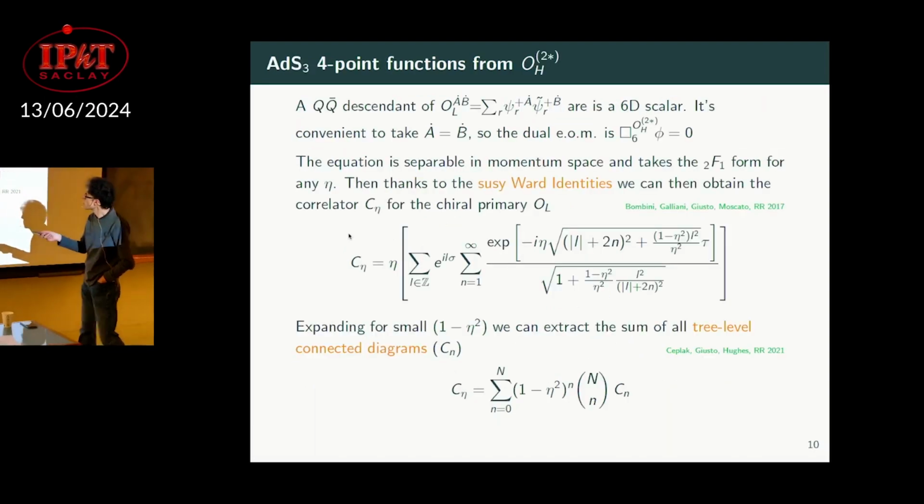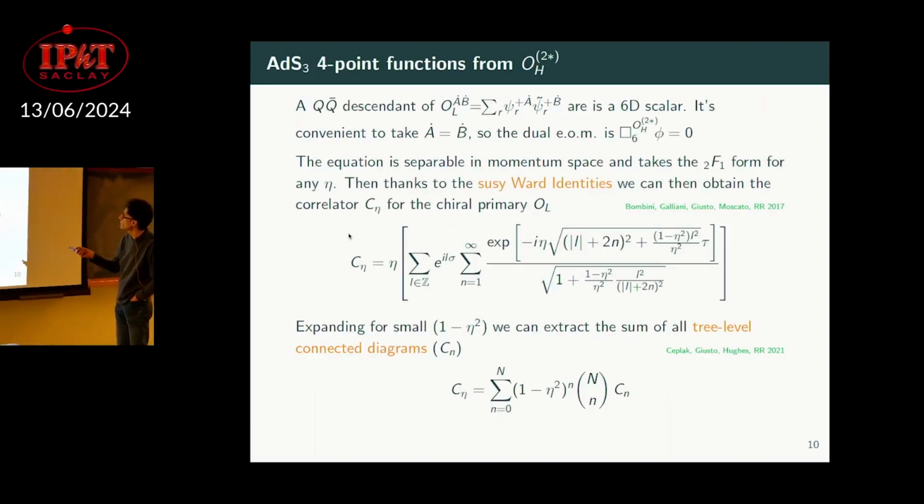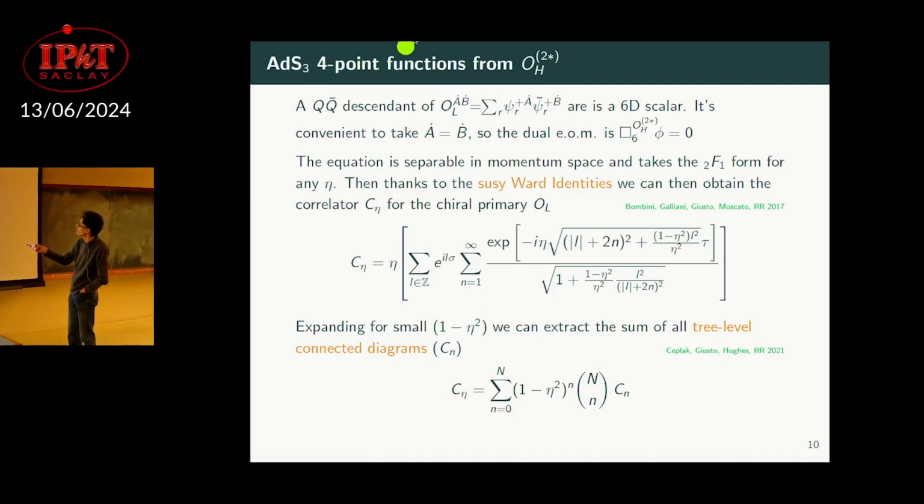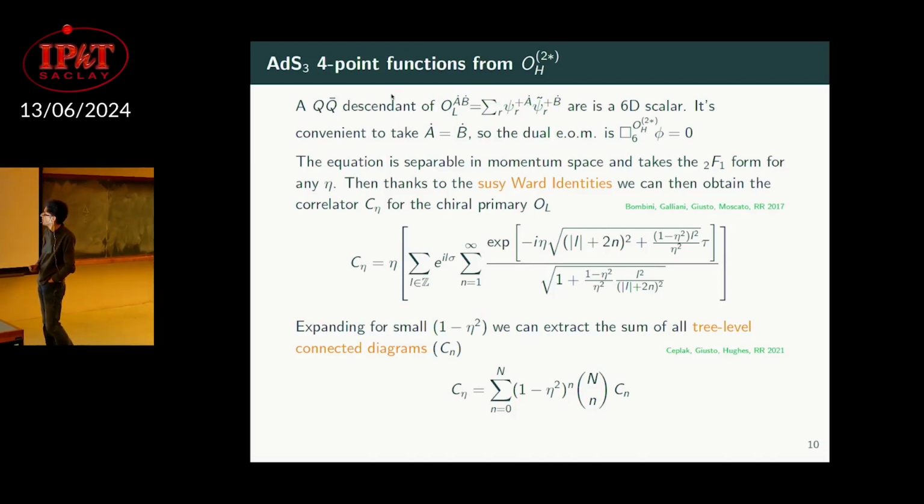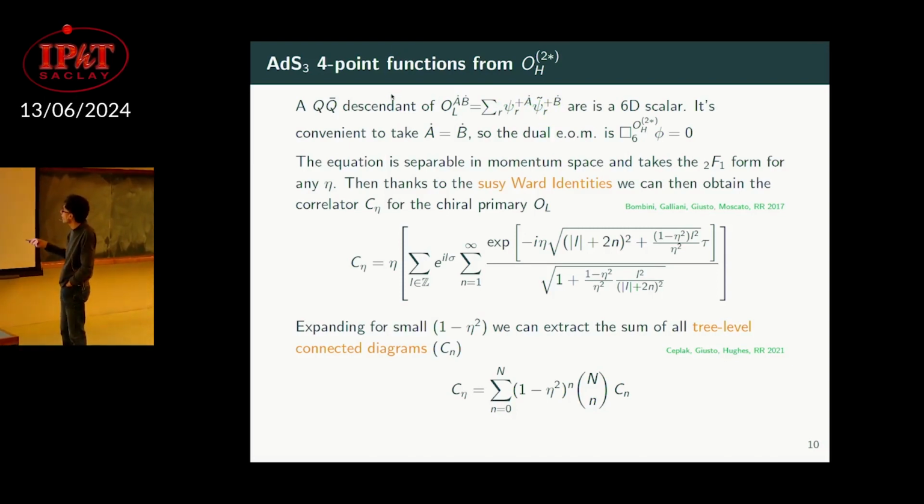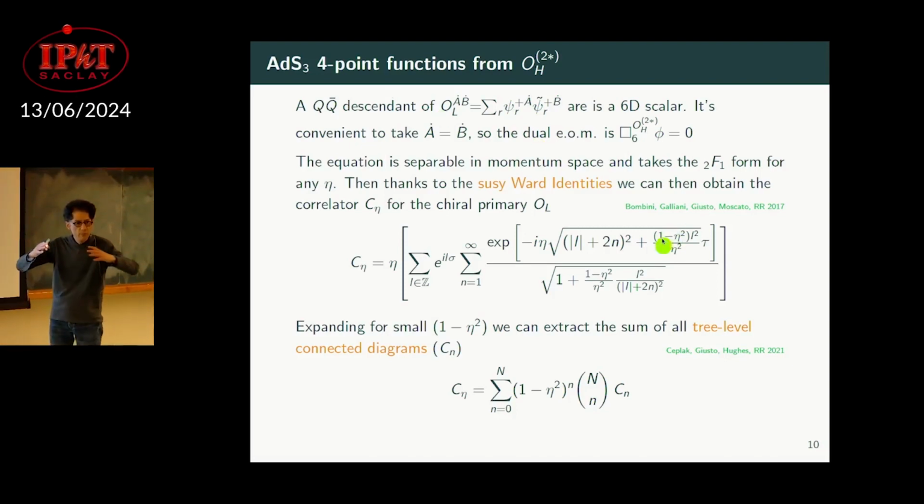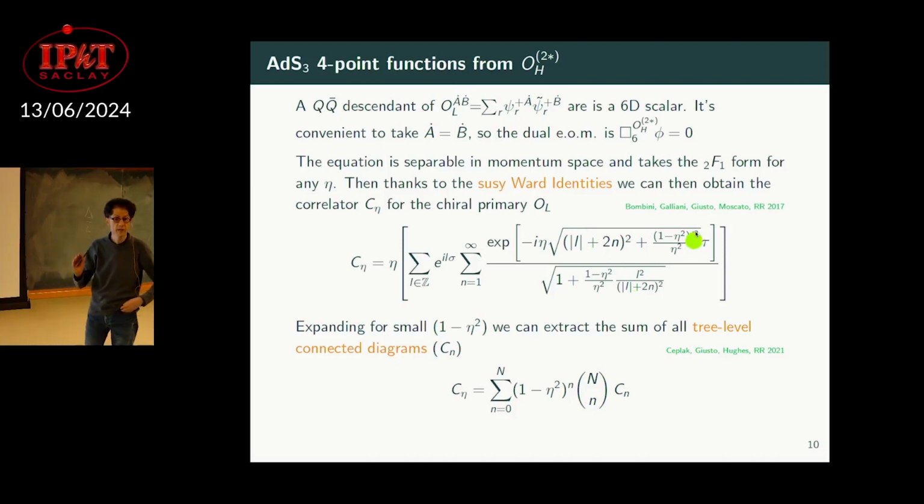But now, with respect to what David was doing, for the correlator where we use as heavy state this geometry by Skenderis and collaborators, we can do the calculation exactly in the parameter eta. So we don't need to expand, saying that the heavy state is light. This is a result which is valid for an arbitrary heavy state.